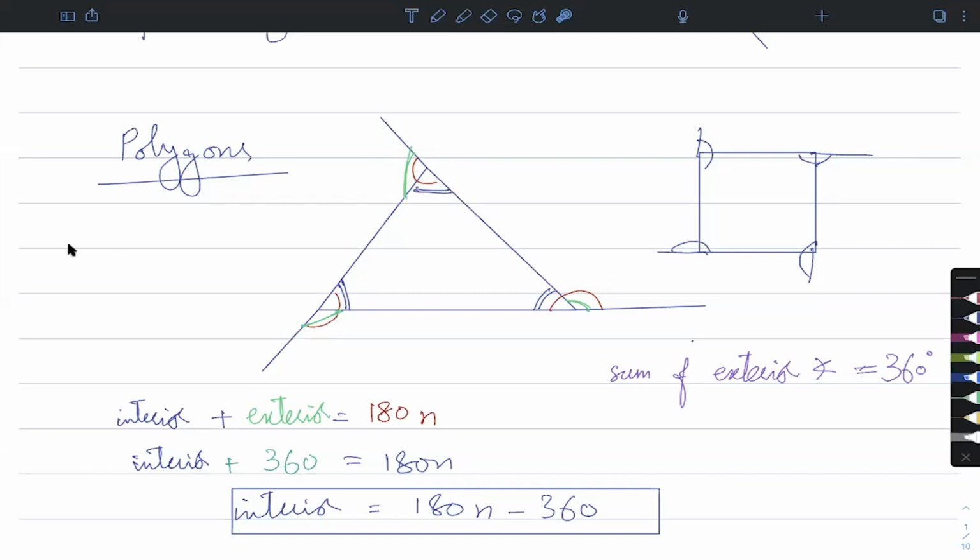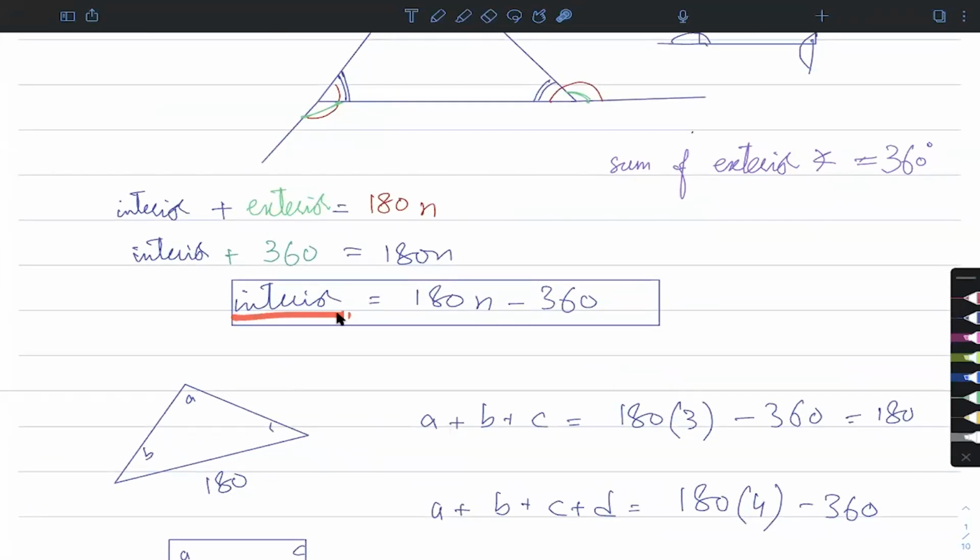Which means I have a pretty straightforward relation between the interior angles and the exterior angles. Exterior is always 360, and the total is always 180 times n, where n is the number of sides. So the sum of all interior angles is 180 times n, the total, minus the exterior angles, 360. Usually what people do, instead of memorizing it like this, is take 180 as common and say it's 180 times (n minus 2). That's also fine. It's the same thing.